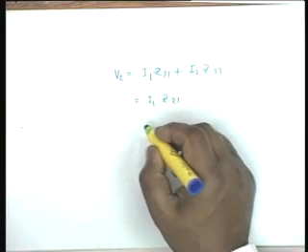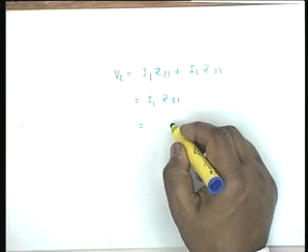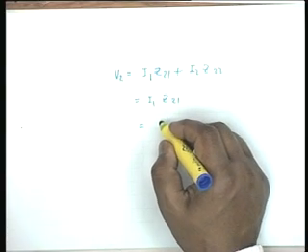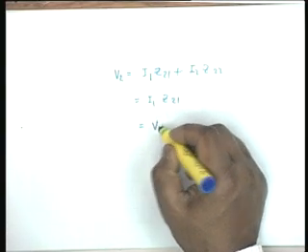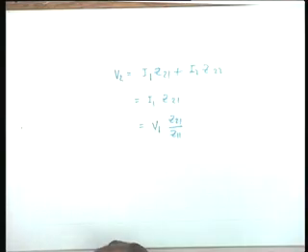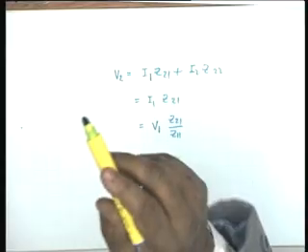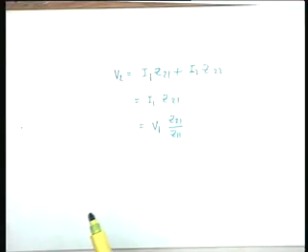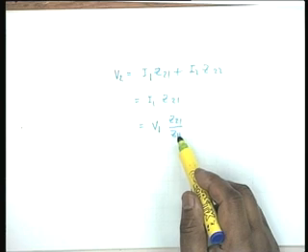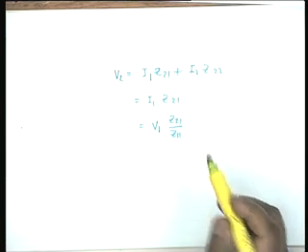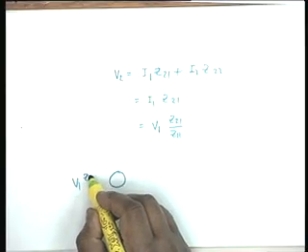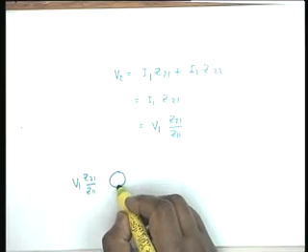Now what is I1? Under this condition, V1 by Z11, and therefore this is V1 Z21 by Z11. Is that clear? This is it, V1 Z21 by Z11. All right. Therefore, our equivalent voltage source would have been V1 Z21 by Z11.